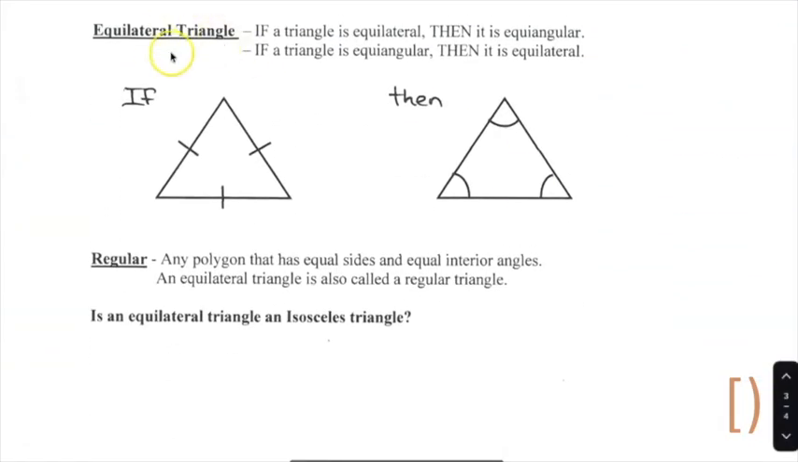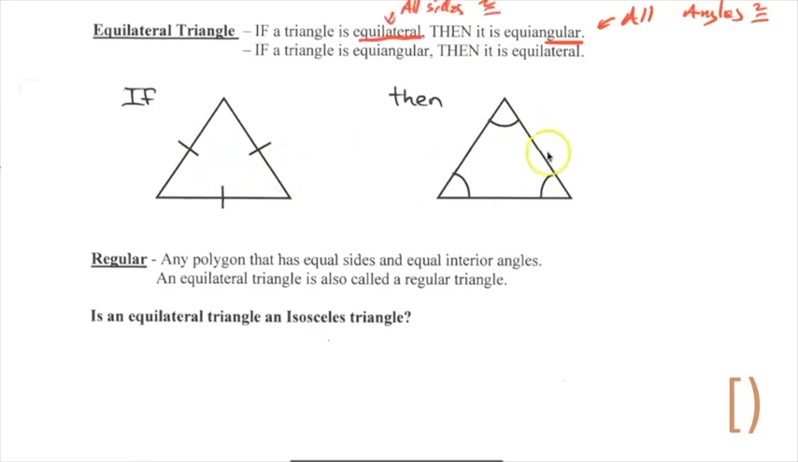So an equilateral triangle is exactly what it sounds like. All the sides are equal and all the angles are equal. We have kind of the same theorem as we do for isosceles triangles. If the triangle is equilateral, then it's also equiangular. Equiangular just means all the angles are the same, all angles congruent. Equilateral, all sides congruent. If all the sides are congruent, then all the angles are congruent, and vice versa. If all the angles are congruent, then all the sides are congruent.